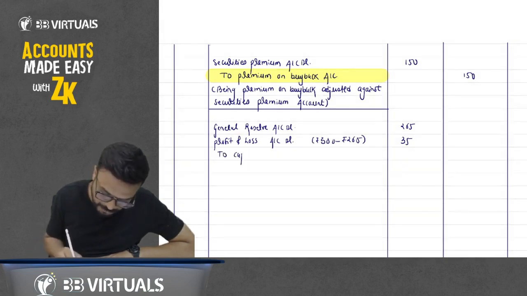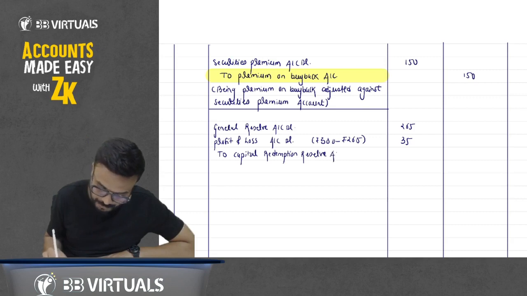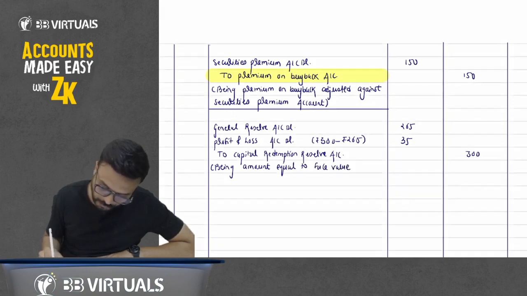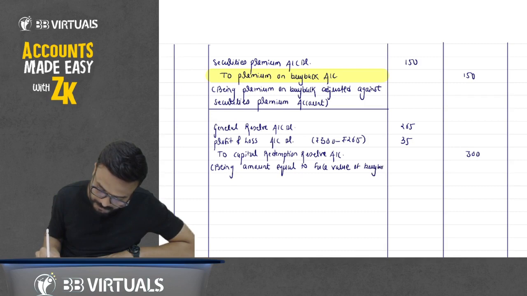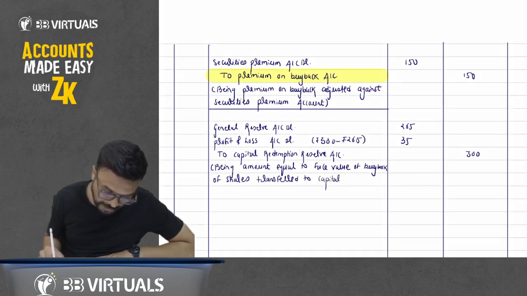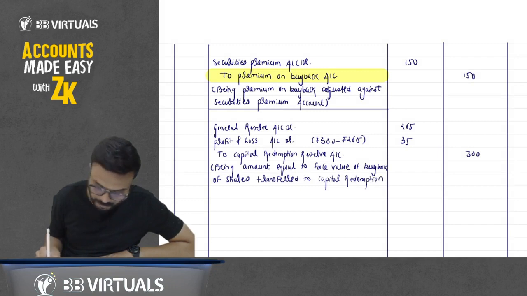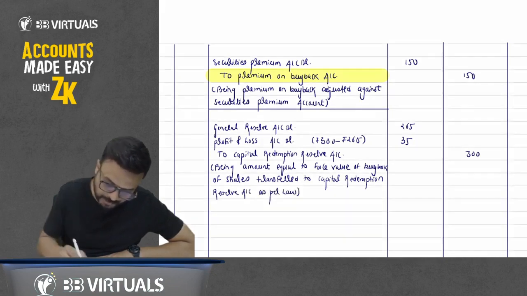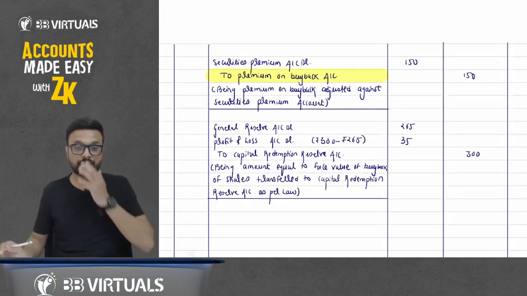To capital redemption reserve account, how much? 300. Being amount equal to face value of buyback of shares transferred to capital redemption reserve account as per law. As per law. So now we have passed all the journal entries for buyback of shares.